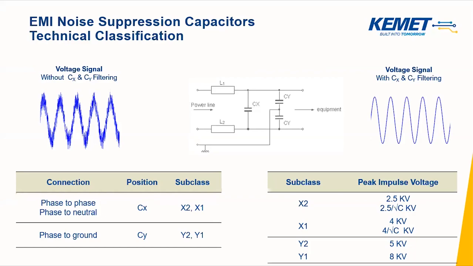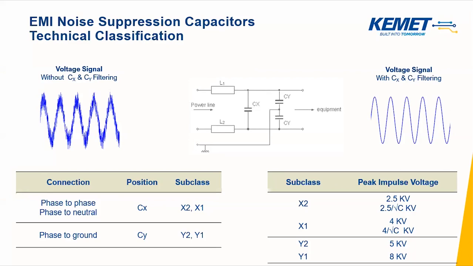Class X capacitors can also be further divided into two subclasses, X1 and X2, according to the peak voltage of the impulse superimposed on the mains voltage to which they may be subjected in service. Such impulses may arise either from lightning strikes on outside lines or from switching in neighboring equipment or switching in the equipment in which the capacitor is used. X2 capacitors can withstand peak impulse voltages up to 2.5 kV, and X1 can withstand up to 4 kilovolt.